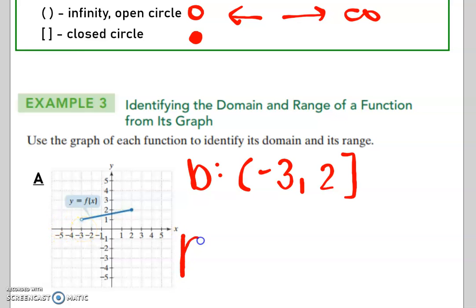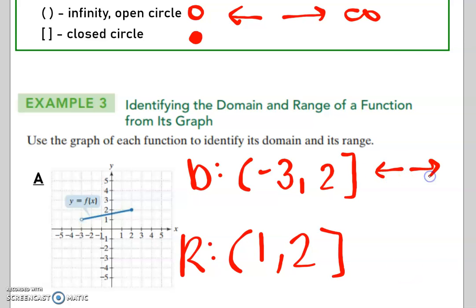And then for my range, I go top to bottom. On the very bottom of this graph, the y value is 1. It's an open circle, so I use a parenthesis. And then the very top of this graph is at y value 2, and it's a closed circle, so it's a bracket. There's my range, and that's all we have to do. Look again: left and right for my domain and up and down for my range.